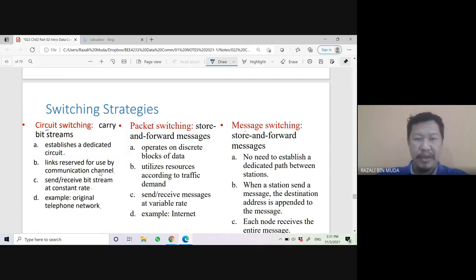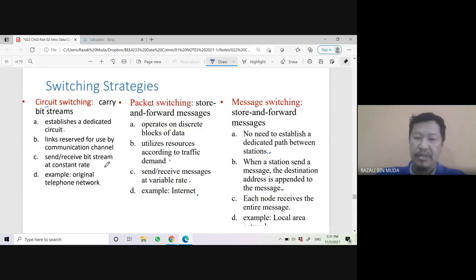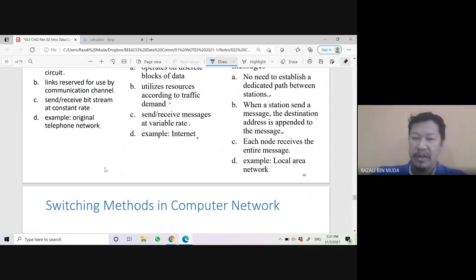The second is packet switching: store and forward messages, operate on discrete blocks of data, utilize resources according to traffic demand, and send and receive messages at a variable rate. Example: the internet. The third one is message switching, also store and forward. There is no need to establish a dedicated path between stations. When a station sends a message, the destination address is appended to the message. Each node receives the entire message. Example: LAN, local area network.